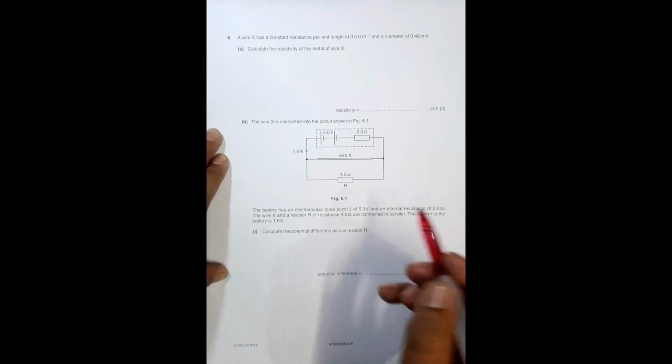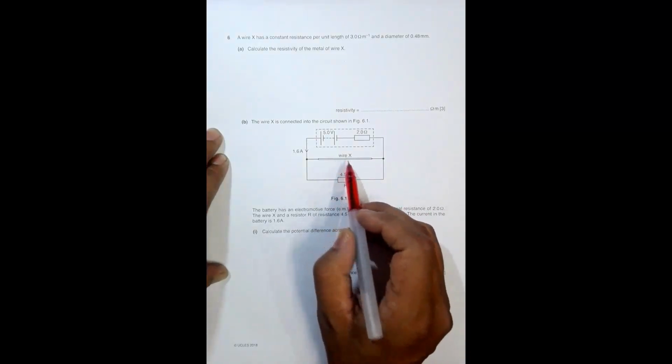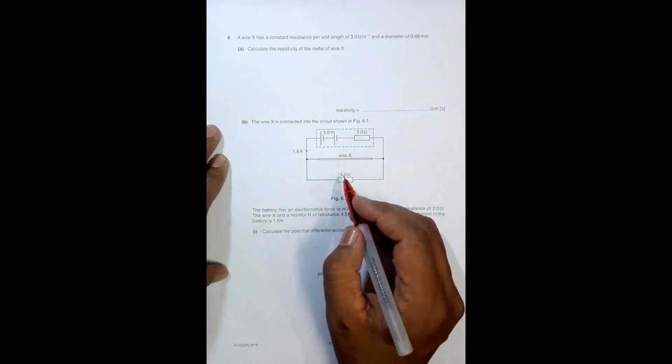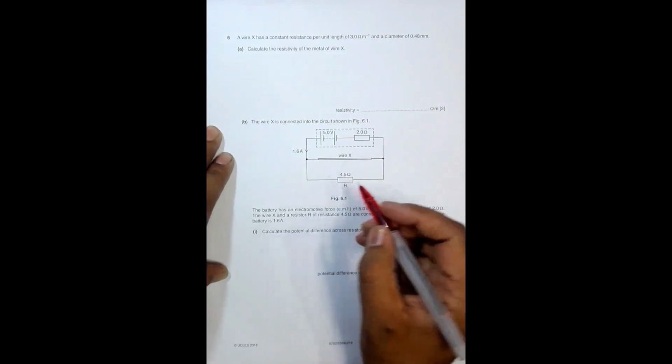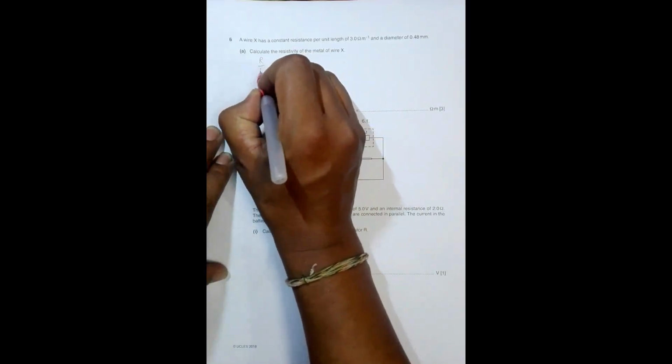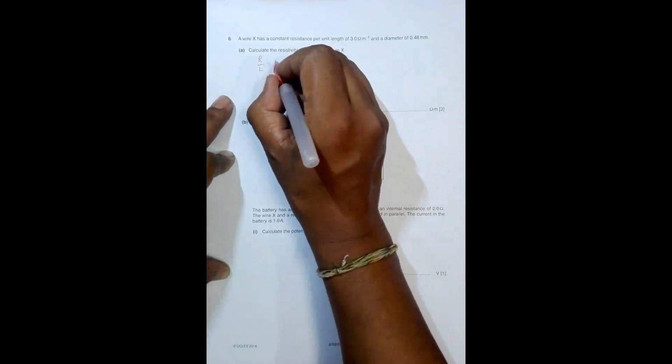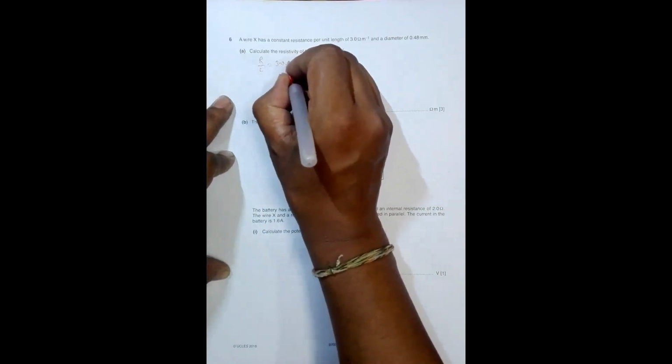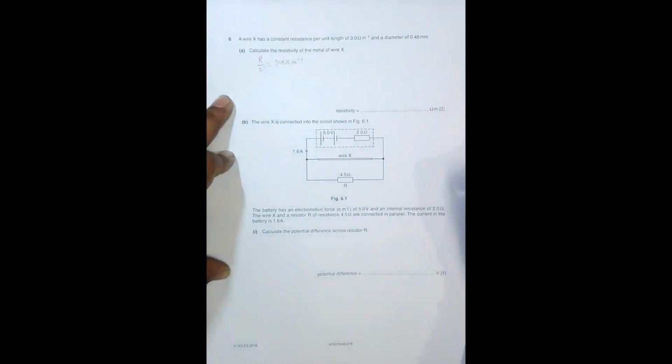Hello folks, this is the question for 2018 May-June paper 2-3 and the question number is 6. It is again concerned with current electricity. It says that wire X, which is shown here, has a constant resistance per unit length of 3 ohm per meter. So in symbols, R by L is equal to 3.0 ohm per meter, and a diameter of 0.48 millimeter.